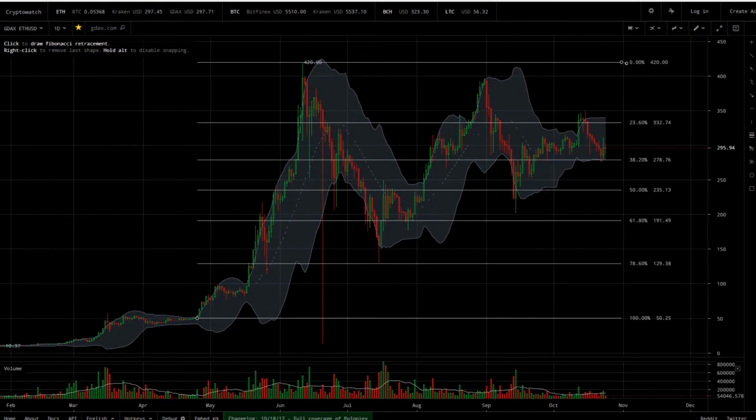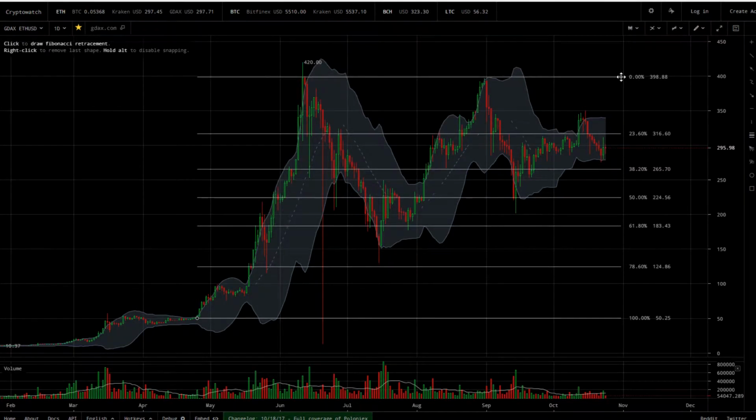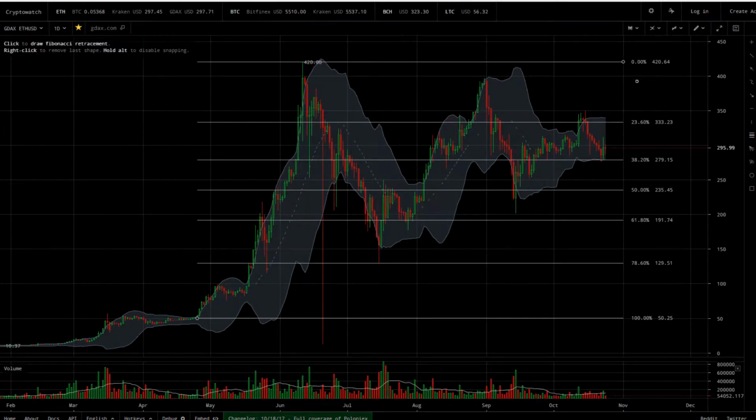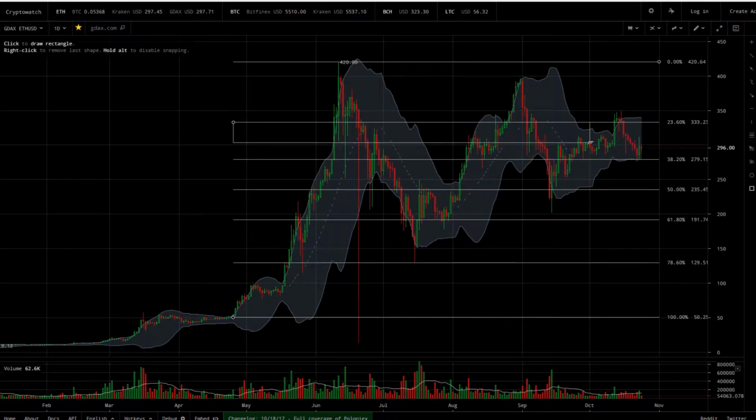So let's go ahead and compare and contrast here. Here's the zero at the 420, and here's the zero at the 403.97 mark. And we can see here that there are more touches on the line if we zero it in here. So pay attention right in here. I'll draw a little square for you guys. So let's pay attention in this zone right in here.